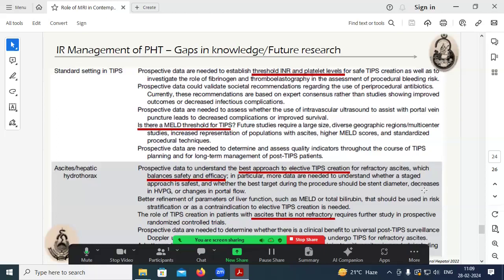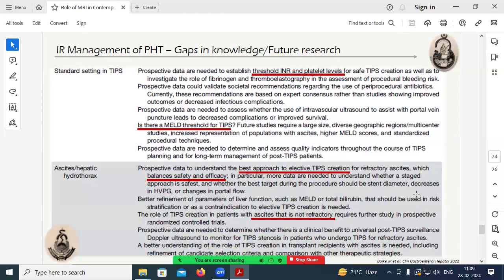And this is from the recent guidelines, a combination of the data from Baveno as well as the European guidelines, where they say that there are so many questions. TIPS has been a procedure which has been there, BRTO has been a procedure which has been there for years now. But still, small things, like in the standard setting for TIPS, we do not know what should be the threshold INR and what should be the threshold platelet levels. Is there a threshold MELD that should be used for selecting the patient for TIPS?